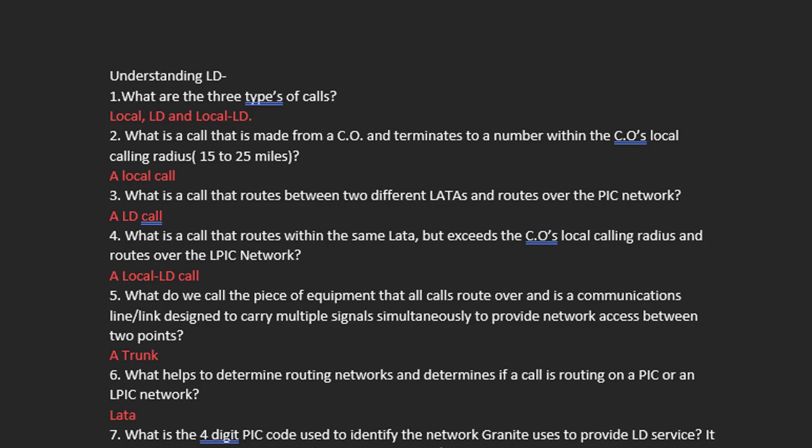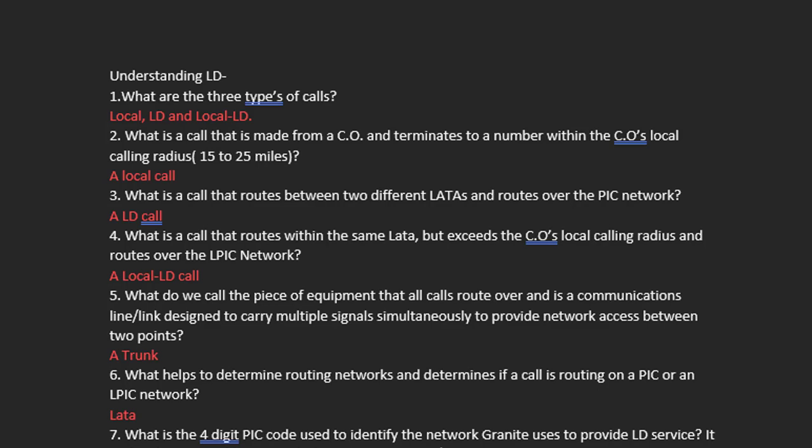Okay, what helps determine routing networks and determines if a call is routing on a PIC or an LPIC network? This one's simple. It's just the LADA. Just remember that the states are divided into different regions that we call LADAs, and that determines if it's going to be a long distance call or a local long distance call. As mentioned in the previous questions, if a call is crossing LADA lines, then that's a long distance call. If it's within the LADA, it's going to be a local long distance as long as it's past the local calling radius. So the LADA will help determine what kind of route it is.